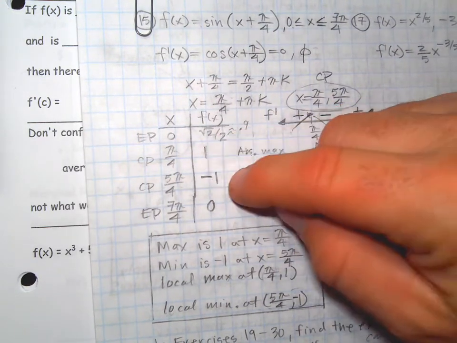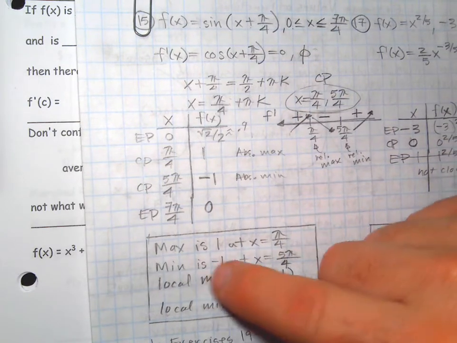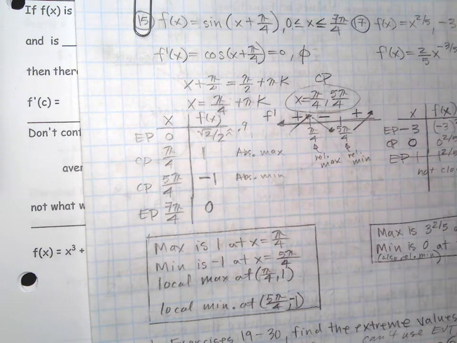There's the max, there's the min. The max is 1 at x equals pi over 4. The min is -1 at x equals 5 pi over 4.